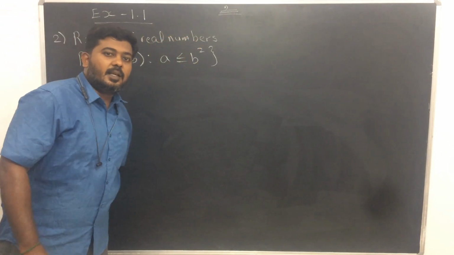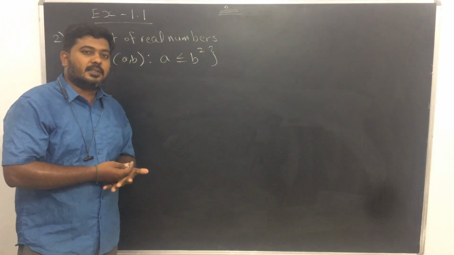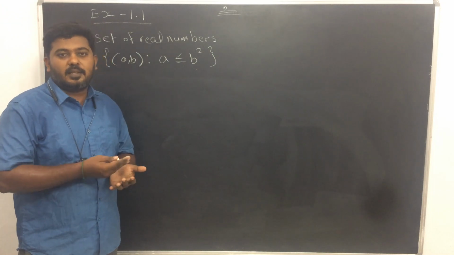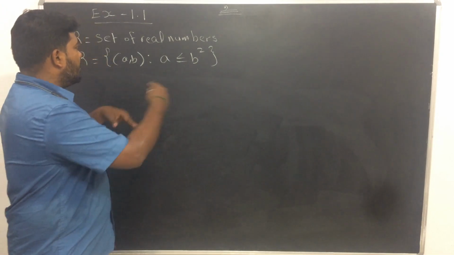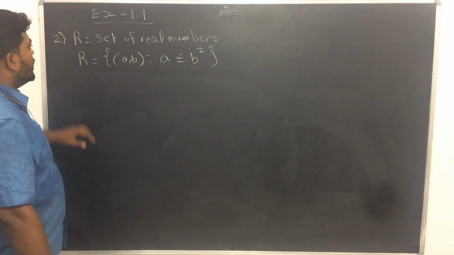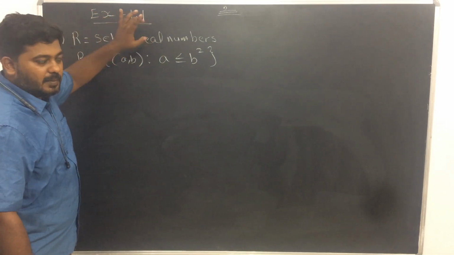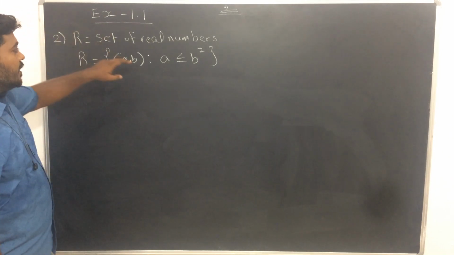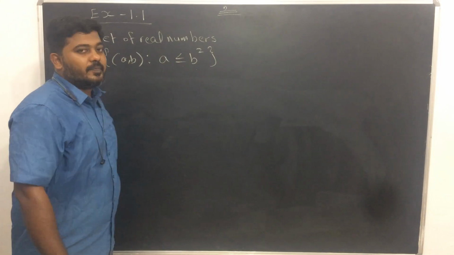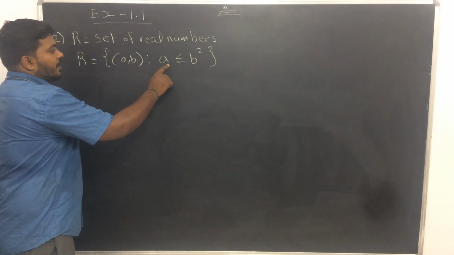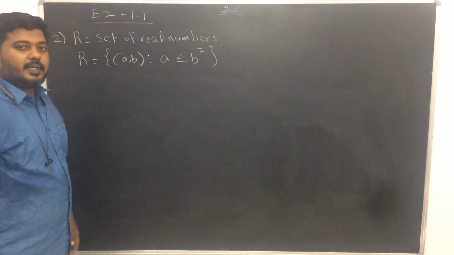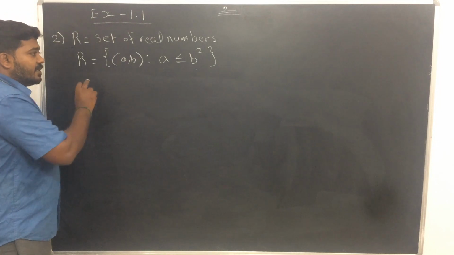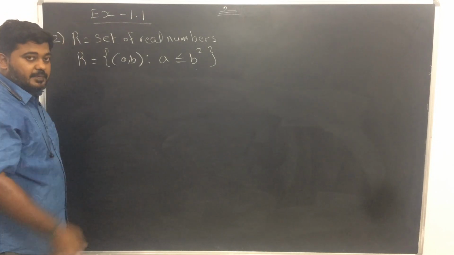So what are real numbers? Real numbers contain all whole numbers, rational numbers and irrational numbers. They all put together form real numbers. So the set R is nothing but all real numbers. Then relation R. Relation R is defined on set R such that a is less than or equal to b square. The condition given for the relation is a should be less than or equal to b square. For this relation, we are asked to prove that it is neither reflexive nor symmetric nor transitive.